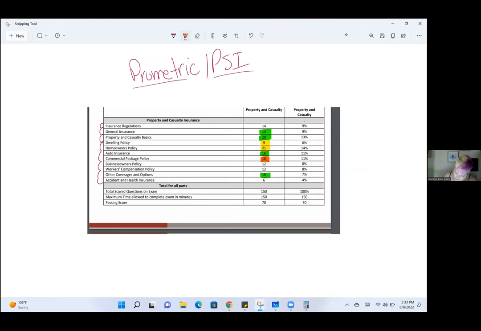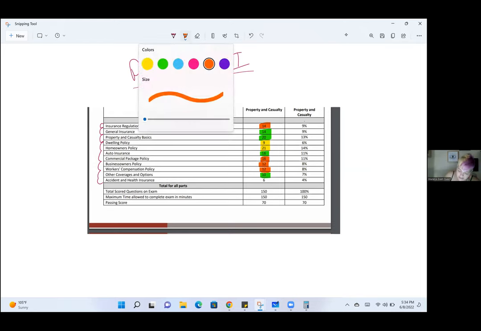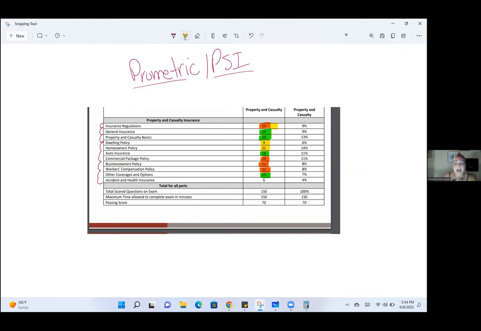BOP is hard. Workers' comp is kind of hard. BOP, yeah, those ones are hard. And then insurance regulation is kind of hard. It's like a mix between yellow and red, because if you learn what I just told you, director, licensing.